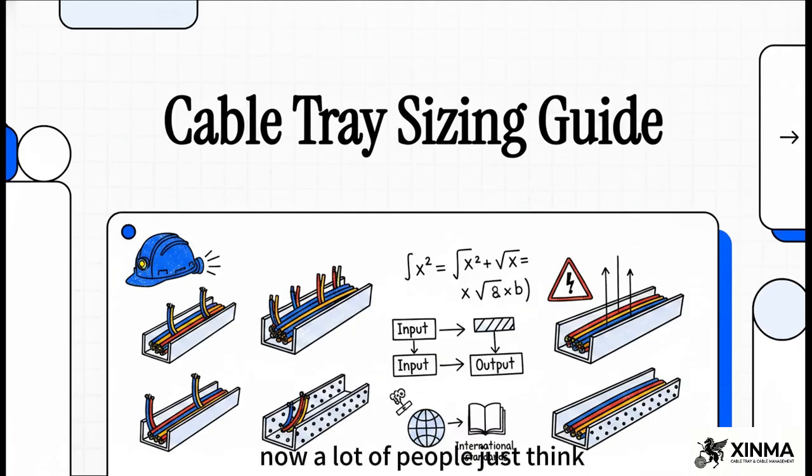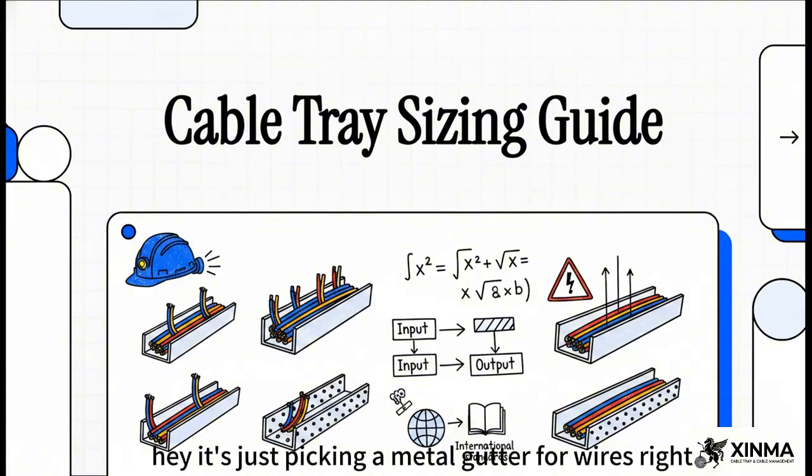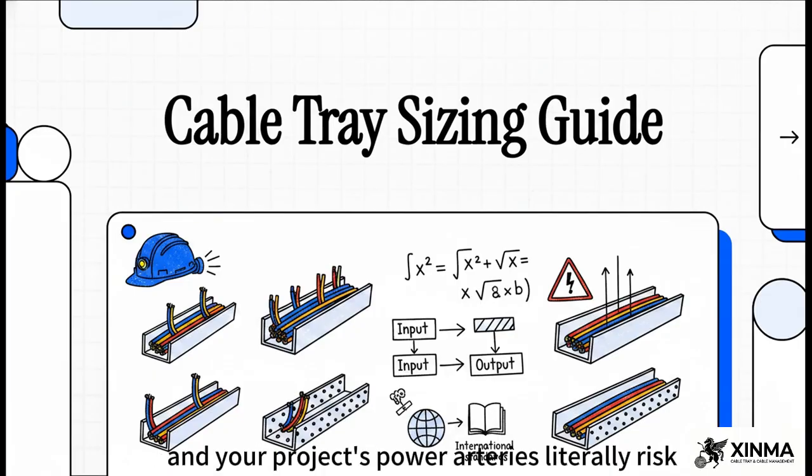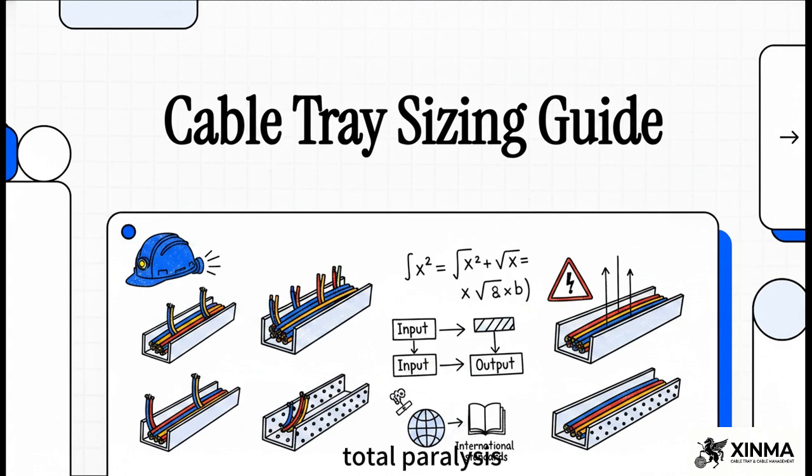Now, a lot of people just think, hey, it's just picking a metal gutter for wires, right? No way. It is a rigorous physics and math problem. Get it wrong, and your project's power arteries literally risk total paralysis.